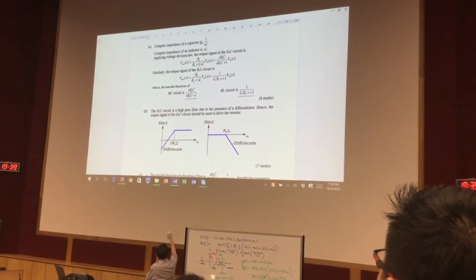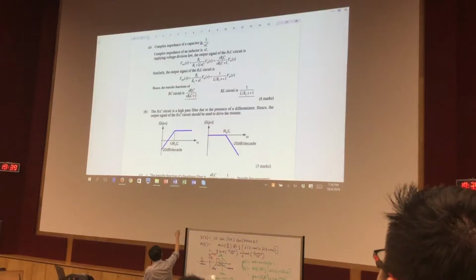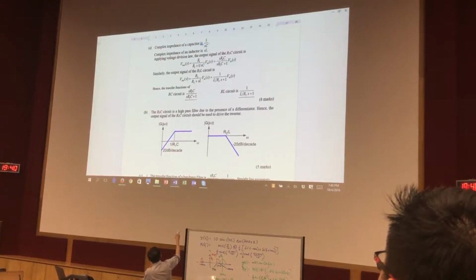And 1 over tau, so this is tau, L over R2. So L over R2, that's your corner frequency. Now if you look at this, this is a differentiator here. That means it goes straight up. Remember, integrator goes straight down? 1 over S goes straight down, right?